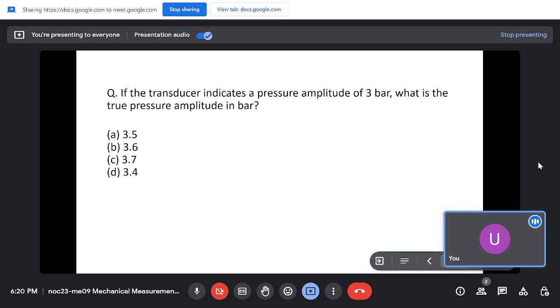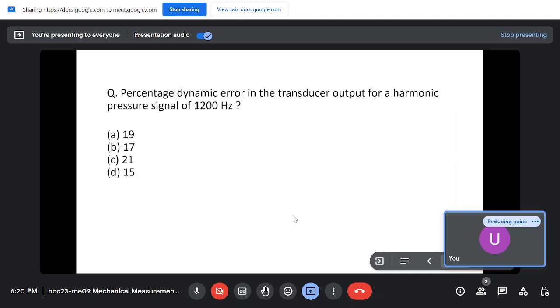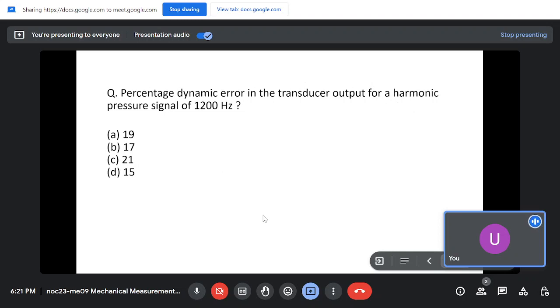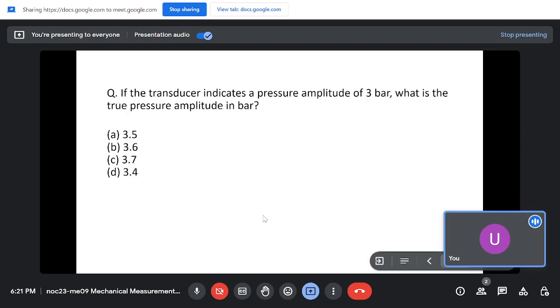The transducer gives you the output, so the indicated amplitude is 3 bar, so what will be the true pressure amplitude in bar? The options are A 3.5, B 3.6, C 3.7 and D 3.4. So I have two questions. We need to find the dynamic error for 1200 Hz and the true pressure amplitude for 3 bar.